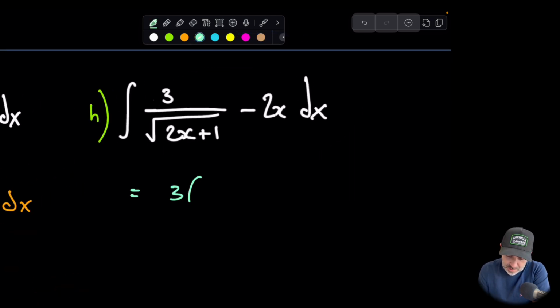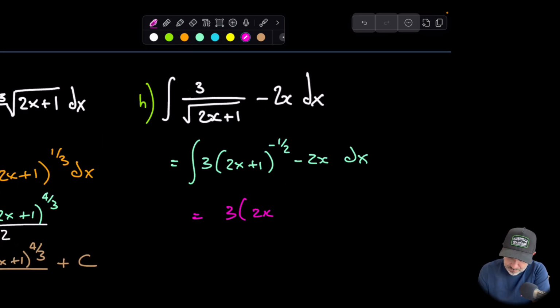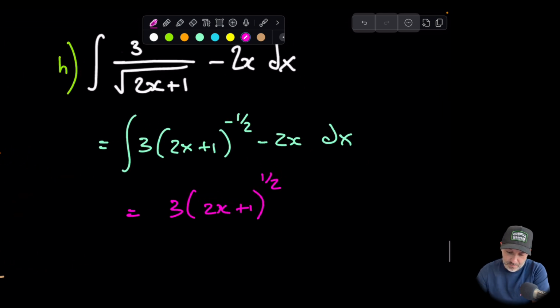So we've got 3, and then we've got (2x + 1) raised to the power of negative half, minus 2x. Yep, we've got to integrate that with respect to x. Adding 1 to the power will become half. Dividing by a half is the same as multiplying by 2 over 1, and then dividing by the derivative of the bracket, which is just 2.